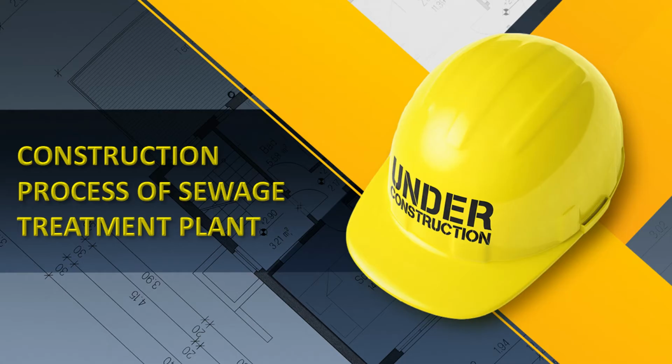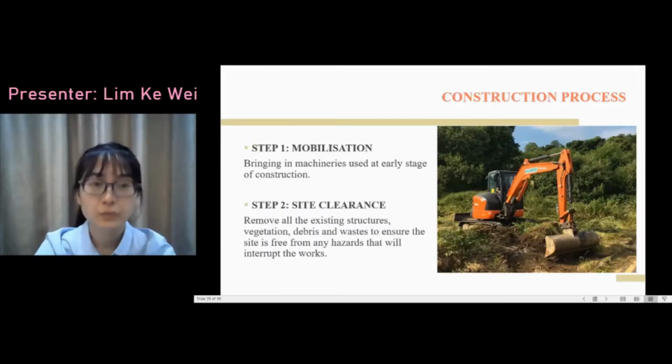Next, I will talk about the construction process of the sewage treatment plant. First of all, we have to bring in all the machineries and equipment needed during the early stage of construction. And then we'll perform site clearance to remove all the existing structures if necessary, the debris and waste, to ensure that the site is free from any hazards, and the process of construction can begin accordingly.